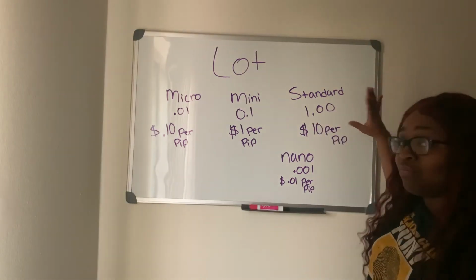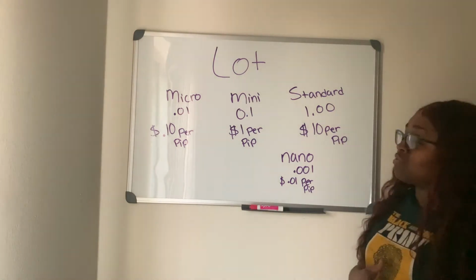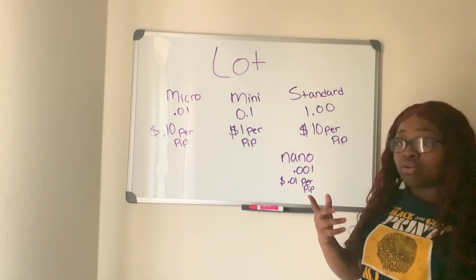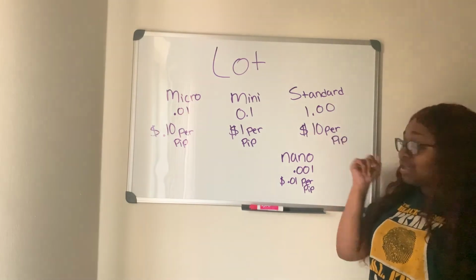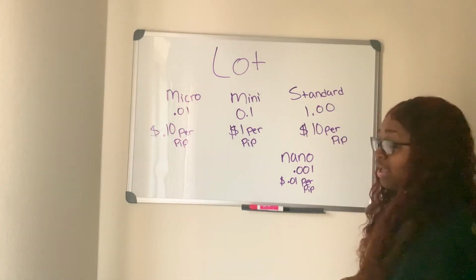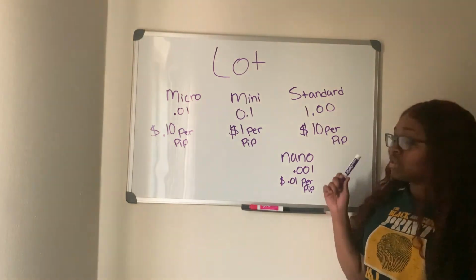The next one, the biggest one, is called a standard lot. Now that is a 1.00, which represents $10 per pip. So just like those, whenever it moves 1 pip, you'll get $10. You're driving in your car, every mile you drive, you get $10. You go 10 miles, that's $100.